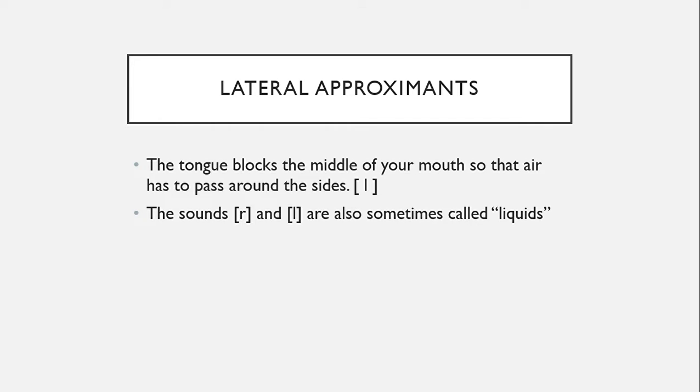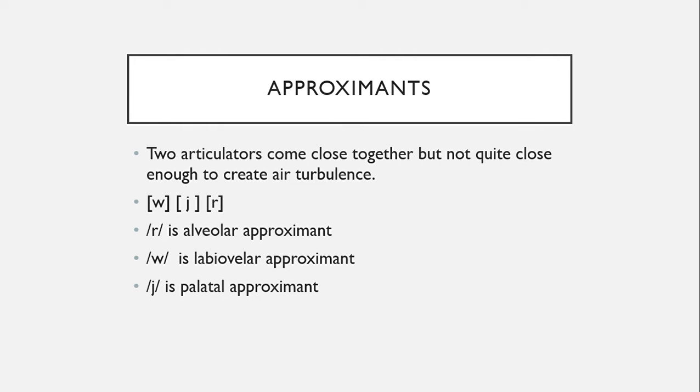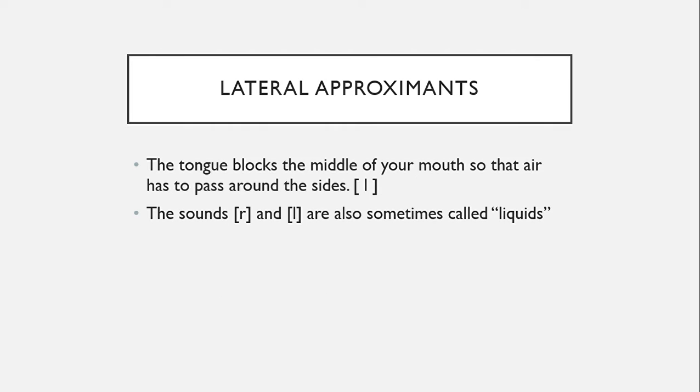Next are lateral approximants. Lateral approximants are those sounds in which your tongue blocks the middle of your mouth. When the middle of your mouth is blocked, the air passes through the sides of your mouth. When you utter the sound l, the air is produced from the sides of your mouth. These are sometimes called liquids.